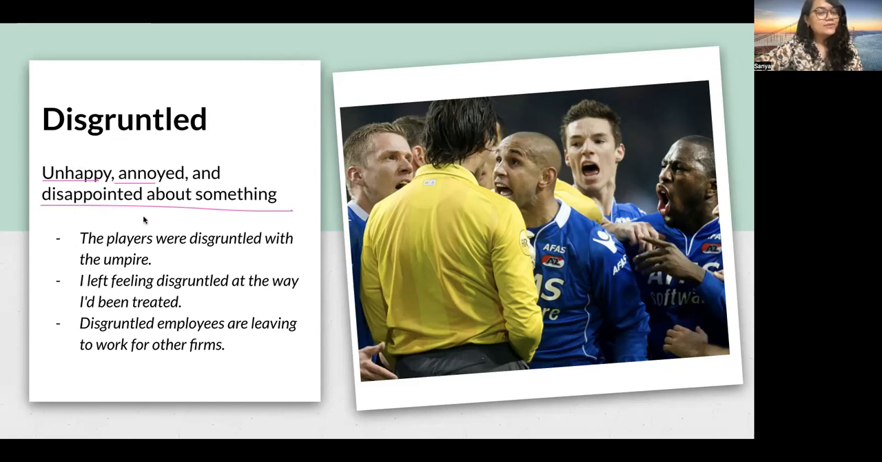So that is disgruntled. The players were disgruntled with the umpire. So as you can see, these players, they are unhappy with the umpire's decision and they are fighting with him. So they are disgruntled, right? So disgruntled is an adjective that says that someone is unhappy, annoyed, or disappointed about something. I left feeling disgruntled at the way I had been treated, right? That means I left feeling unhappy and annoyed or disappointed at the way I was treated, right?